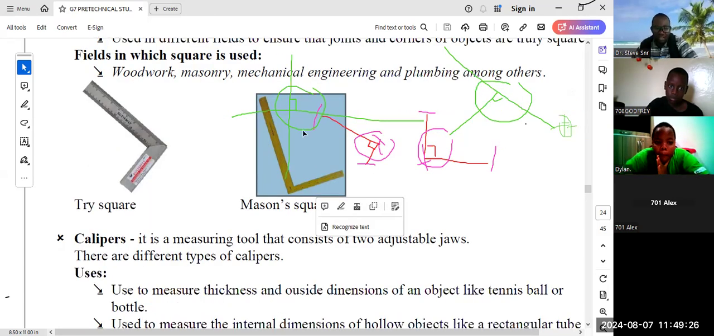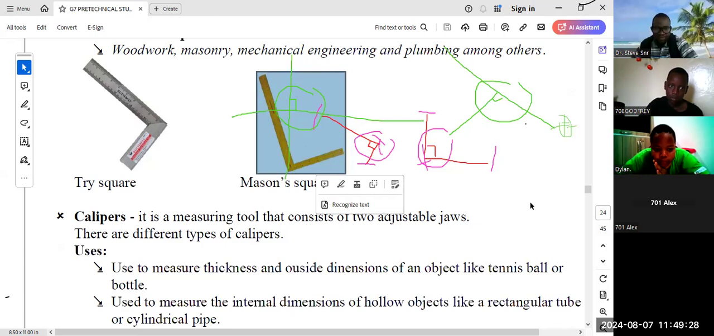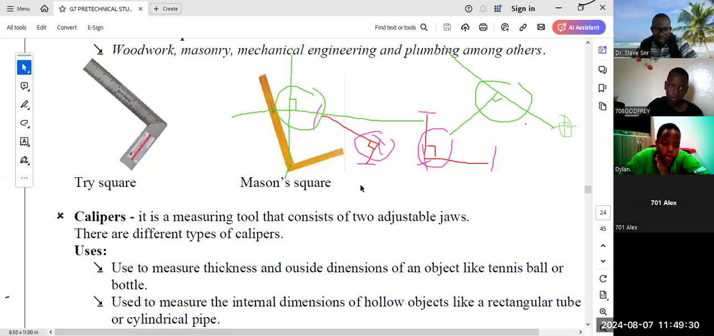We have, this is the square. You see this one? The Mason's square. This one is called a tri-square. The tri-square is used by carpenters in most cases and those people working in woodwork. This Mason's square is a square used by masonry people and those doing plumbing works. So we have the Mason's square and we have the tri-square.